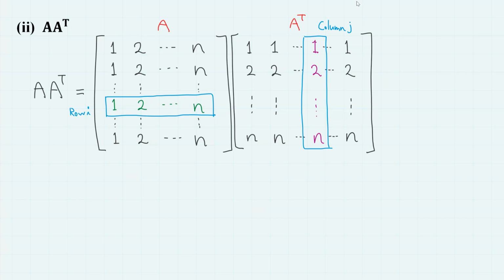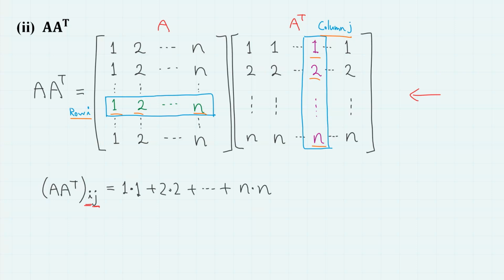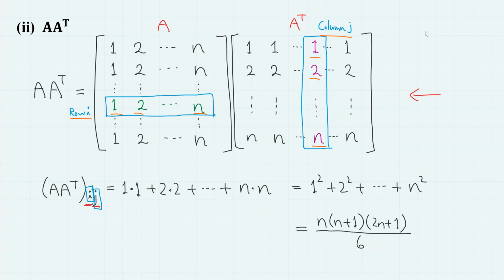Next, A times A transpose, which is this multiplication. Here, let us also consider its element on the ith row, jth column. Here, the ith row is 1, 2, 3, ..., n, and the jth column is also 1, 2, 3, ..., n. So we have 1 times 1 plus 2 times 2 plus so on, plus n times n. So 1 squared plus 2 squared plus so on, plus n squared. And it is known that this can also be written as n(n plus 1)(2n plus 1) divided by 6, which does not contain any row index i or column index j.